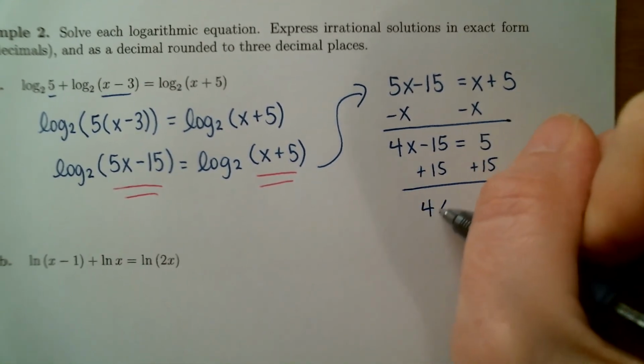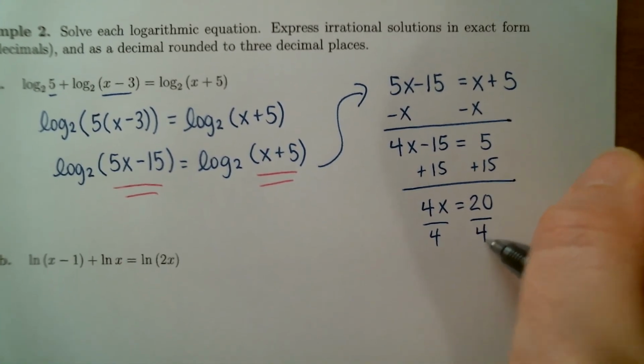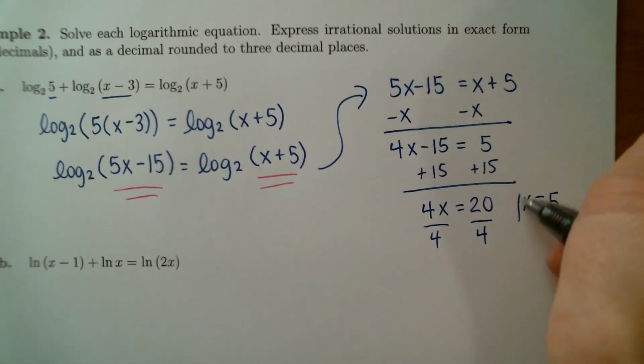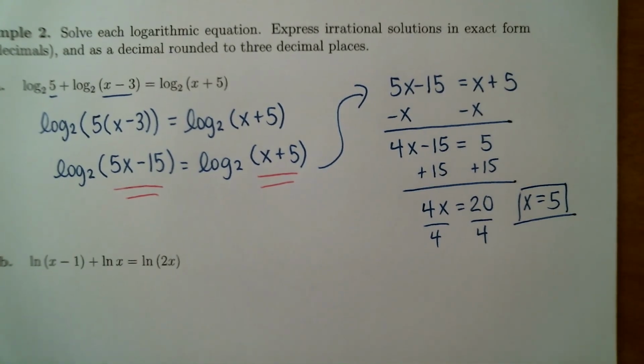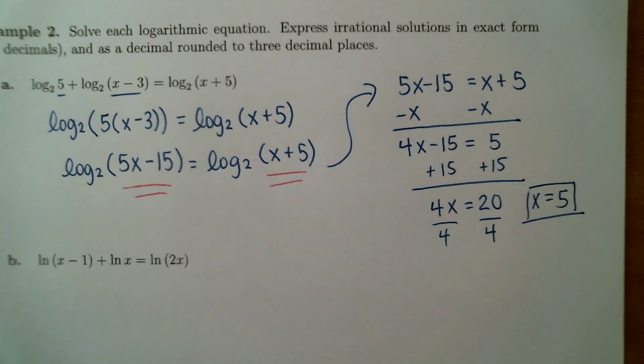I'm going to get 4x is equal to 20. Divide by 4. X is 5. That's my solution. Okay? Let's go back to the original equation and make sure it is legal to plug in a 5.